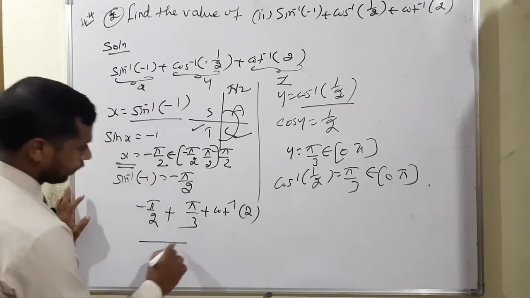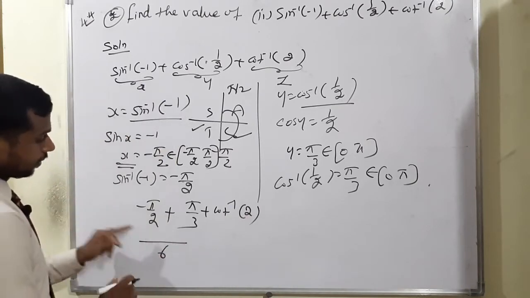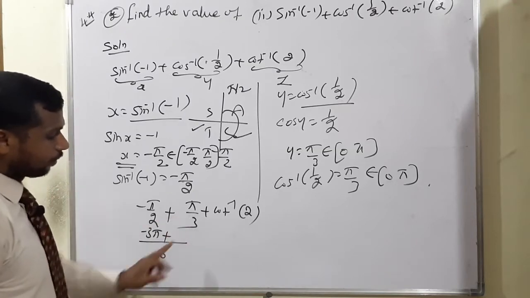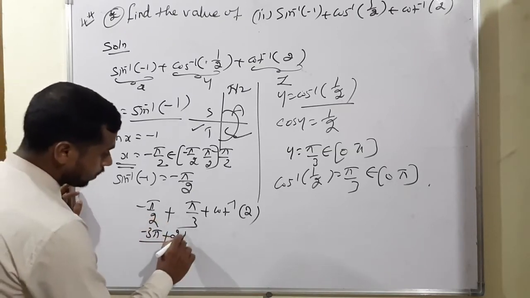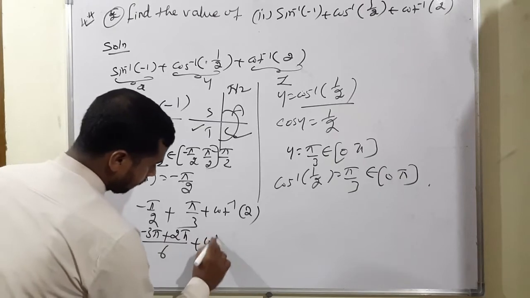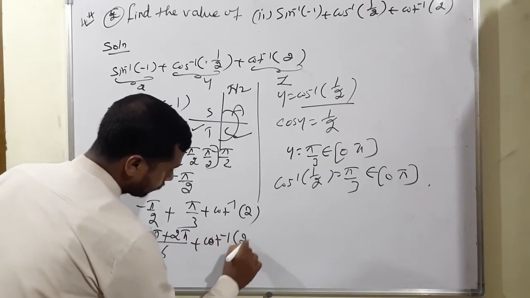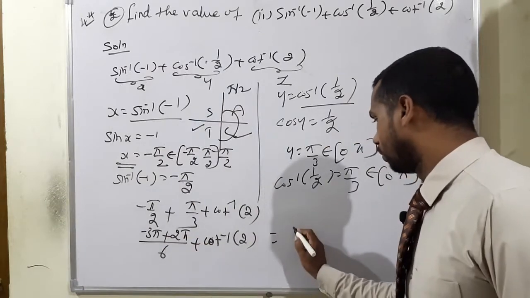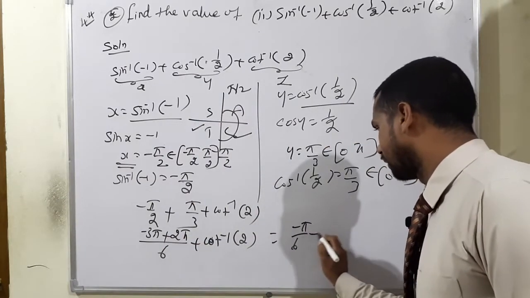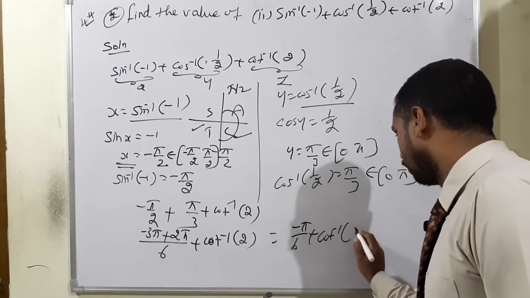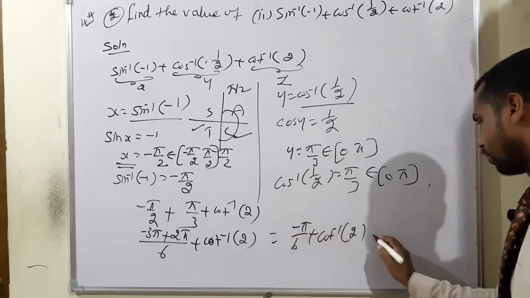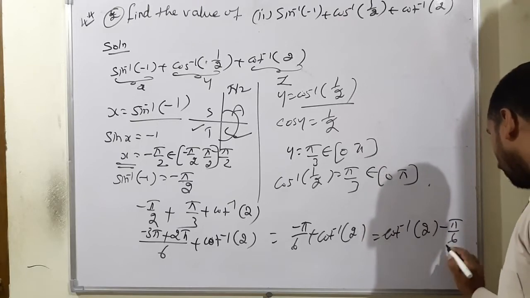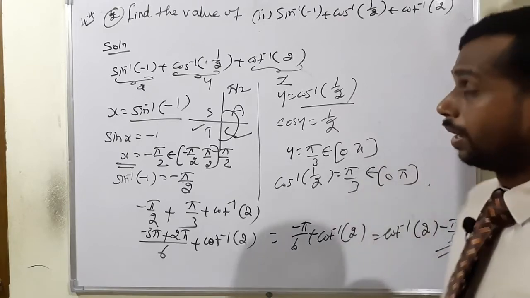Now, the common denominator 6: 6 divided by 2 means 3, 3 into pi means negative 3 pi. Next condition, 6 divided by 3 means 2, 2 into pi means 2 pi, plus cot inverse of 2. Therefore, minus 3 pi plus 2 pi is equal to minus pi by 6 plus cot inverse of 2. Starting with the positive sign, the final answer is cot inverse of 2 negative pi by 6. This is the answer for subdivision 2.